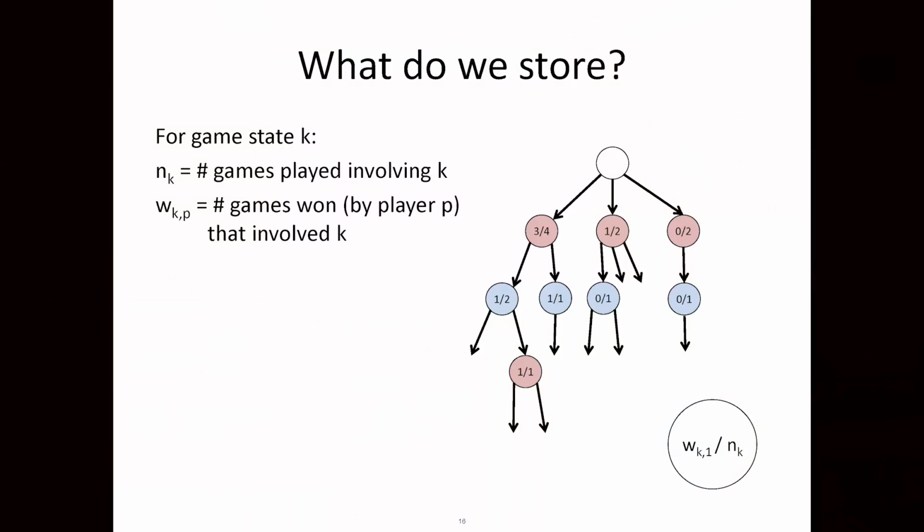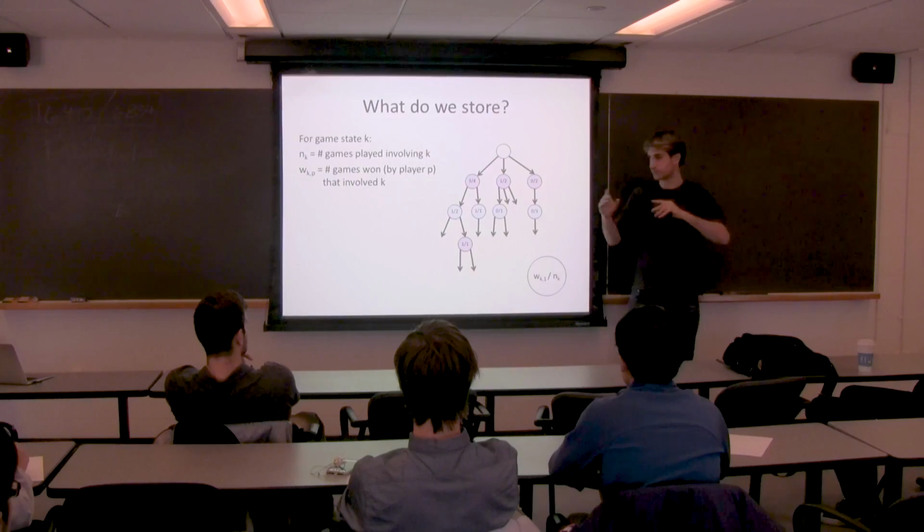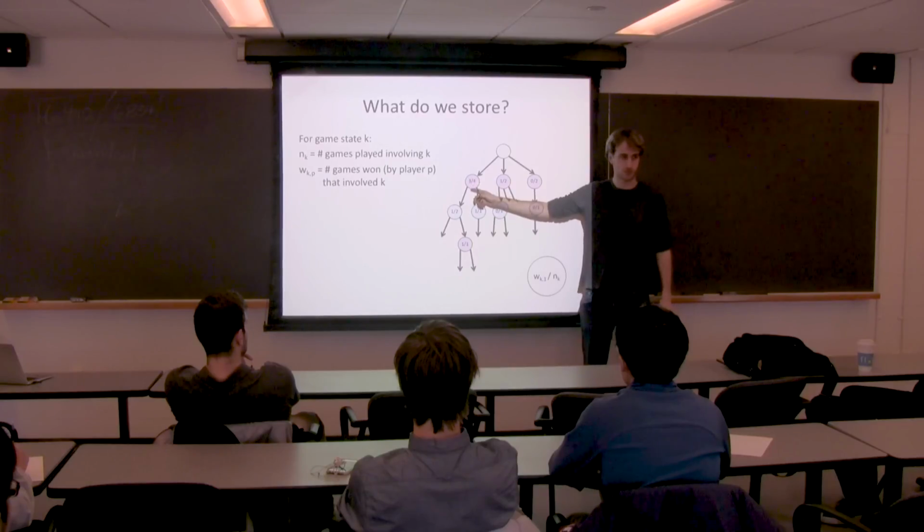So now we've added these numbers, and what these numbers represent is that nk, as in the value on the right, is the number of games that have been played that involve a certain node. So for example, if I look at this node, that means that 4 games have been played that involve this node. A game that has been played that involves this node just means that one of the states of the board at some point in the game was the state of the board that this represents.